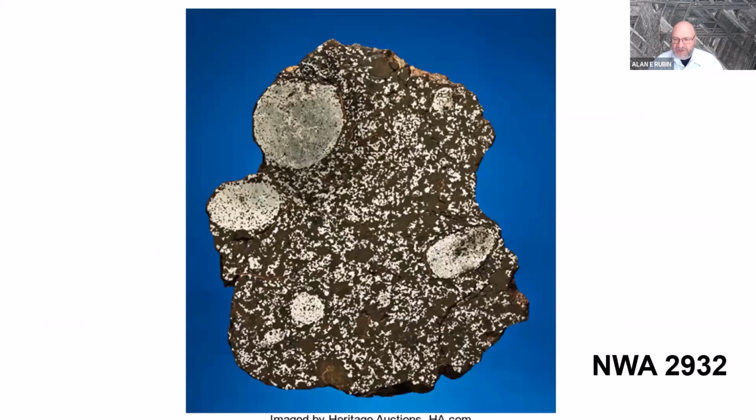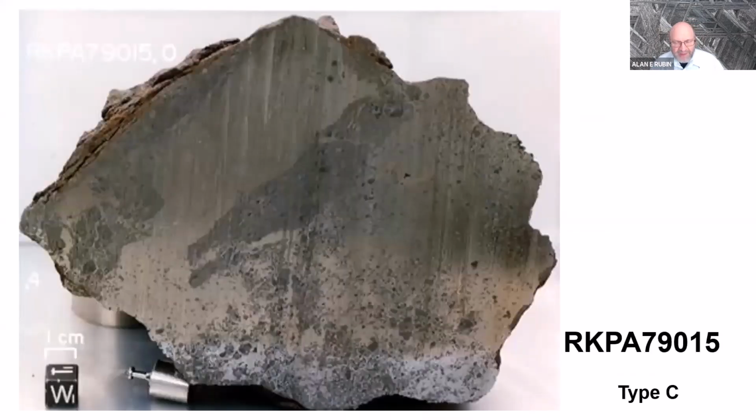Here's a picture of a mesosiderite, NWA 2932. It has some large metal nodules in it. And then outside the metal nodules, we can see that there's some segregation of the metal and the silicate. Here's Reckling Peak 79015, the only representative of the class C mesosiderites. It's sometimes called anomalous. It certainly has a peculiar texture, probably due to impact melting.